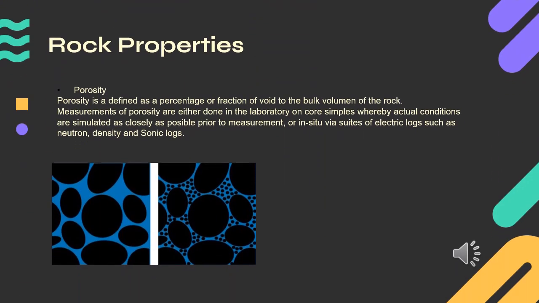Rock properties. Porosity. Porosity is defined as a percentage or fraction of void to the bulk volume of the rock. Measurements of porosity are either done in the laboratory on core samples, whereby actual conditions are simulated as closely as possible prior to measurement, or in situ via suites of electric logs such as neutron, density and sonic logs.